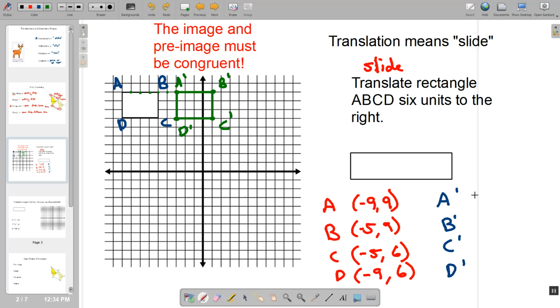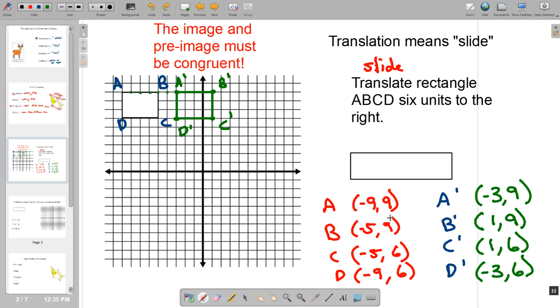So now let's get our points correct. So A is -3, but still up 9. B is 1, still up 9. C is 1, still up 6. And D is -3, still up 6. And if I notice, the only value that changed here is the x coordinate of each of the ordered pairs.